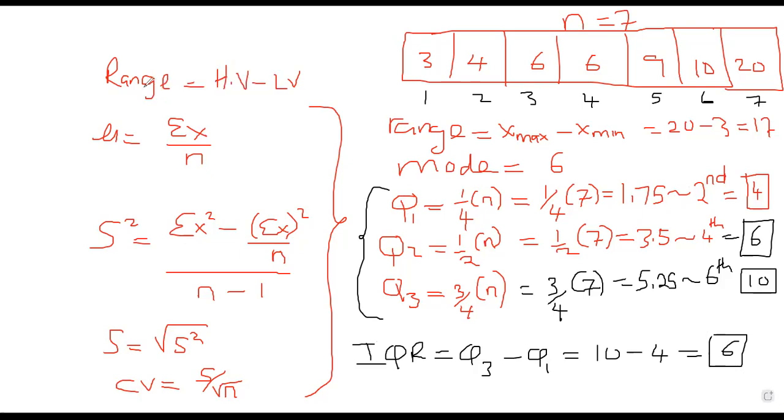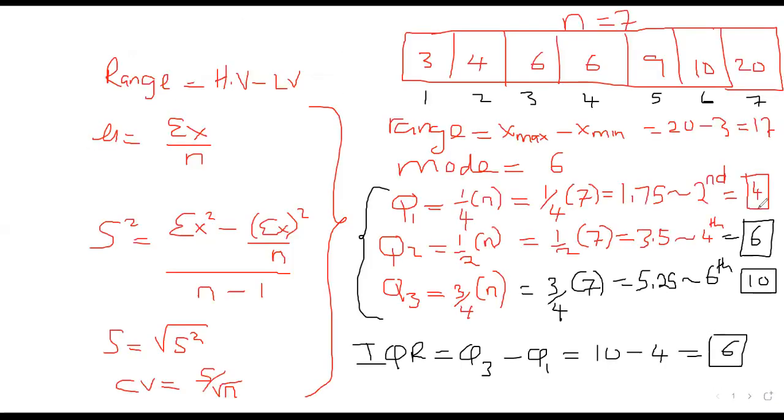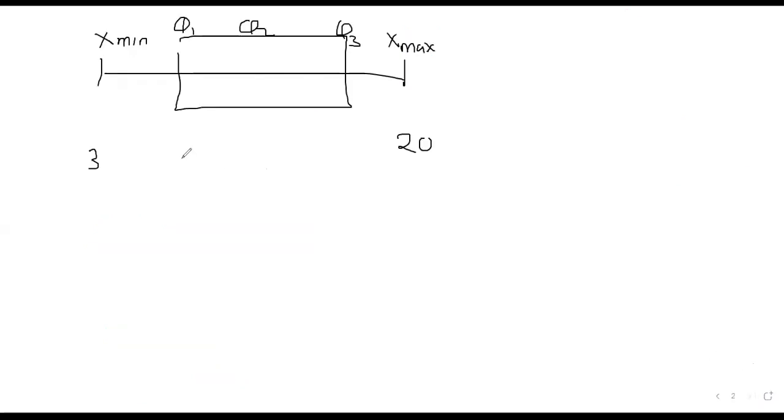So this will help us come up with a polygon, which we call the box whisker plot, which has 5 key parameters. Number 1, it has the minimum value of x. Number 2, it has a maximum value of x. 3, it has the first quartile, second quartile, and third quartile. The minimum value was 3, and maximum value was 20. So we have 4, 6, 10 as the quartiles.